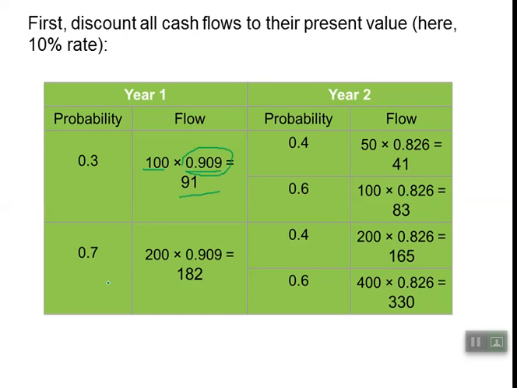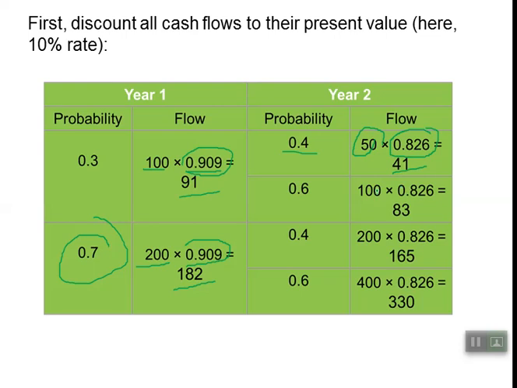Still in year 1, at probability of 0.7, our cash flow is 200. So we are getting 200 times our PV factor of 10% in year 1, which is this. So we are getting this. If you go to year 2, when the probability is 0.4, our cash flow is this. Then look at the present value factor of year 2, 10%, which is this. Then you get our cash flow of 41.